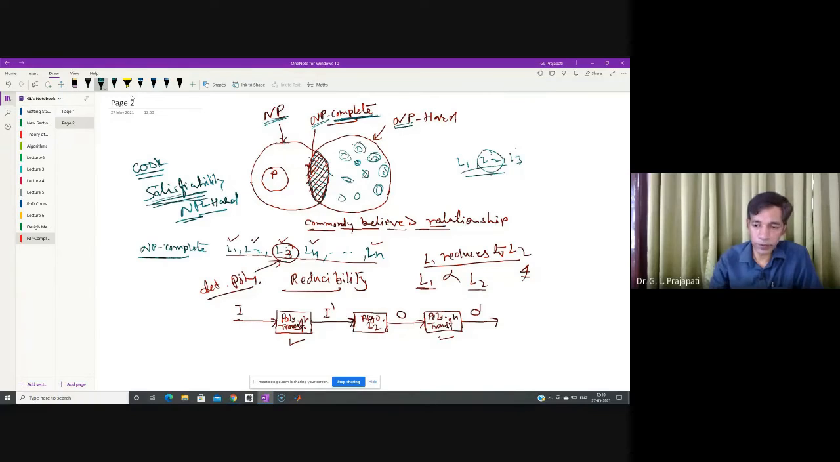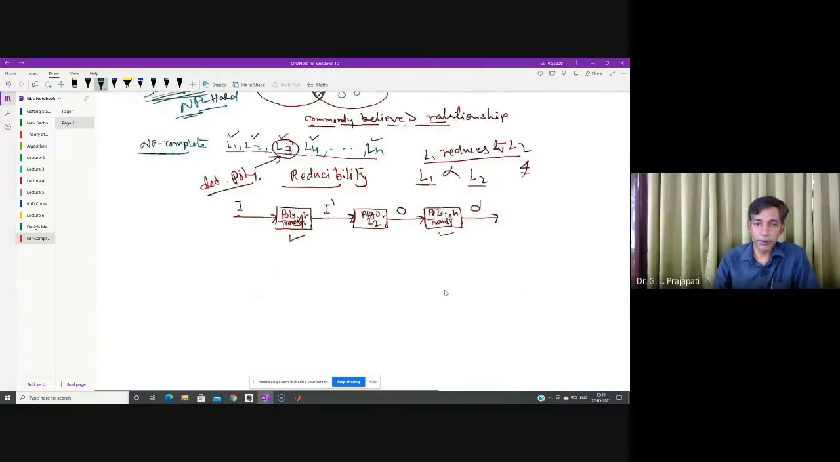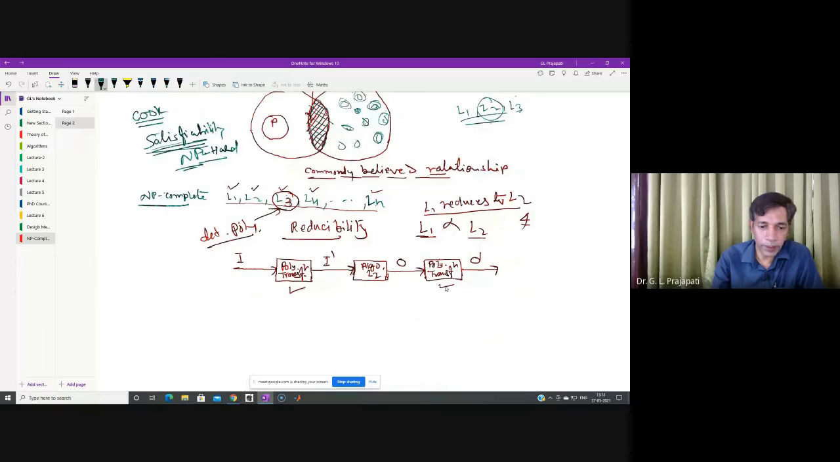You can say that problem L is NP-hard if and only if satisfiability reduces to L. So at the beginning, Stephen Cook proved that the satisfiability problem is NP-hard.